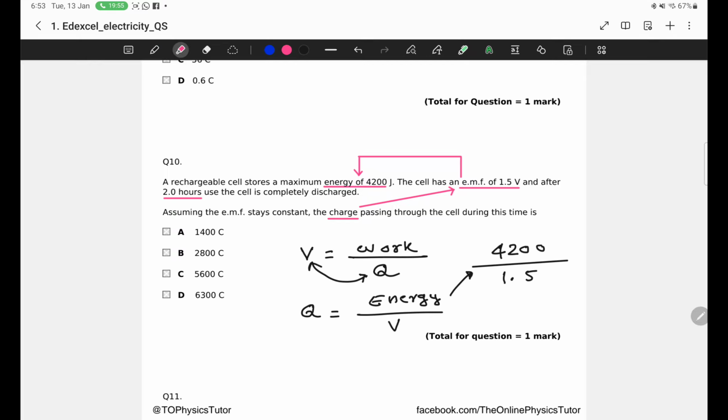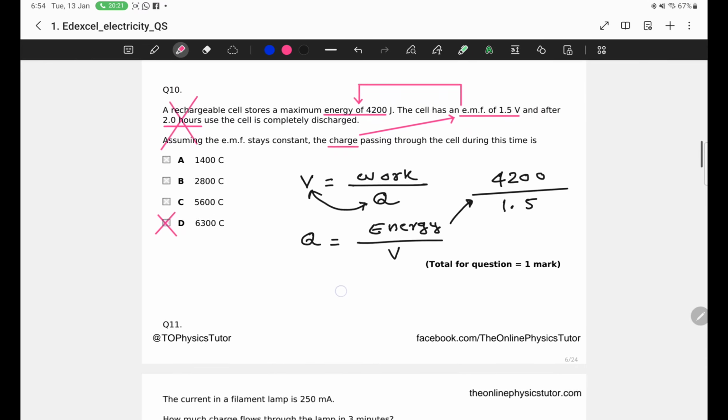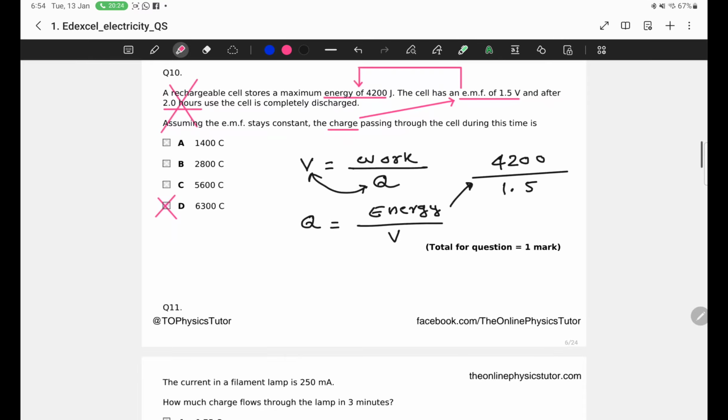And in this question, you are given time, which is of no use. You are given energy 4200 divided by 1.5, then obviously the answer will be, what is the answer? I think it should be 6300, I think. Okay, but this is also a very simple question.